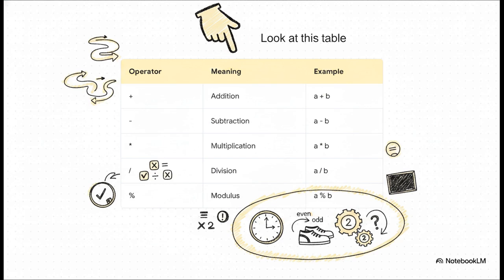But I want you to pay close attention to that bottom row, the modulus operator, represented by the percent sign. This one is incredibly important in programming. It doesn't give you a decimal or a fraction. Instead, it performs division and then specifically returns just the remainder. So if you ever need to know if a number is even or odd, or you need to cycle through a sequence, modulus is absolutely your go-to tool.